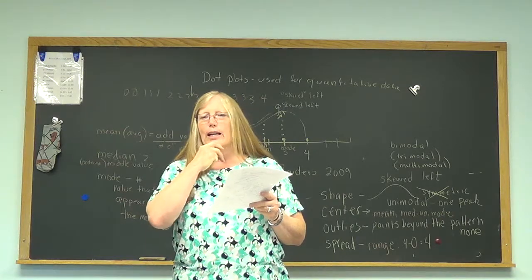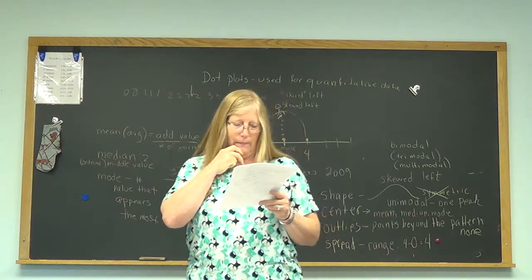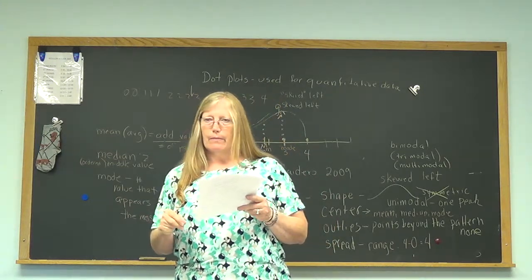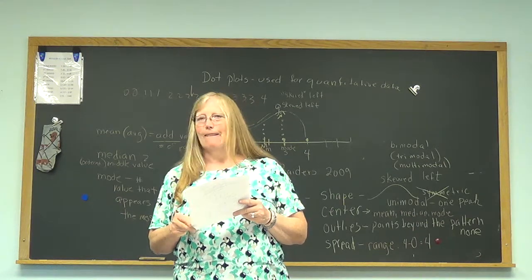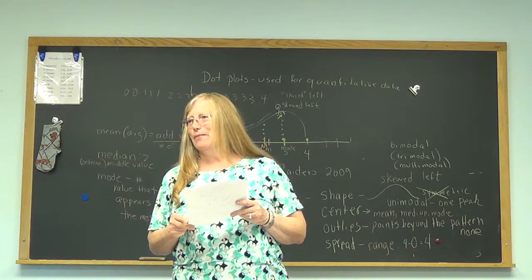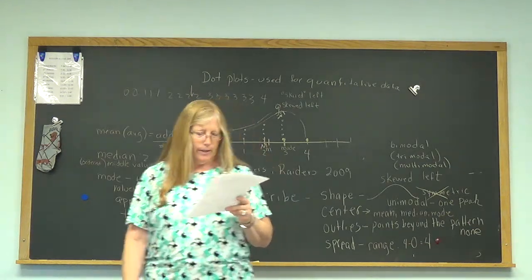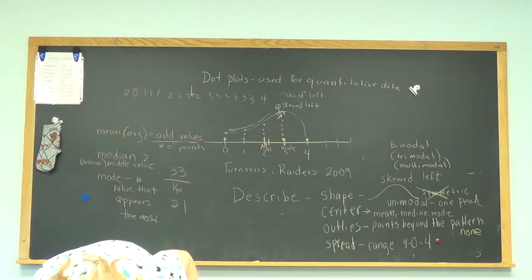All right, when you added up the values and divided by the number of points, what did you get? 1.9. Anyone? 1.8. I got 1.8. 1.857. I got 1.75. All right, you're all very close, so go ahead and mark the mean as somewhere around 1.7.